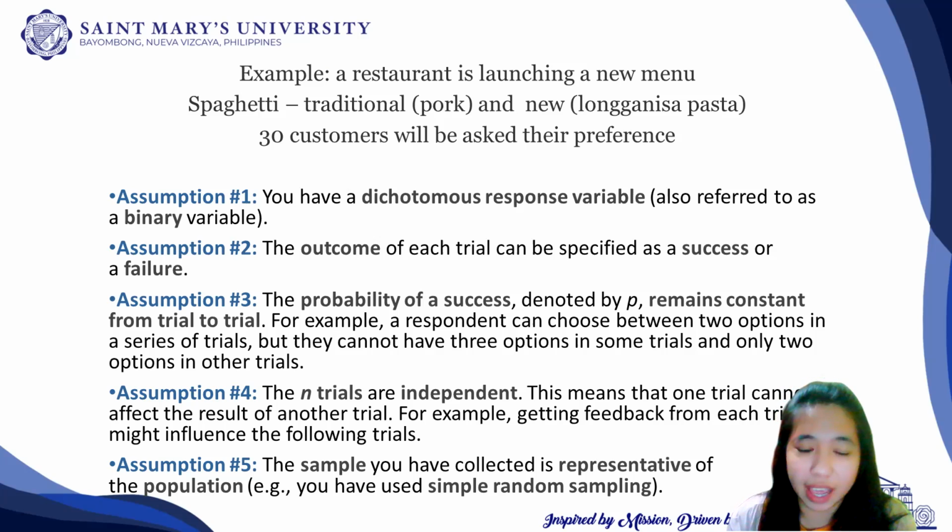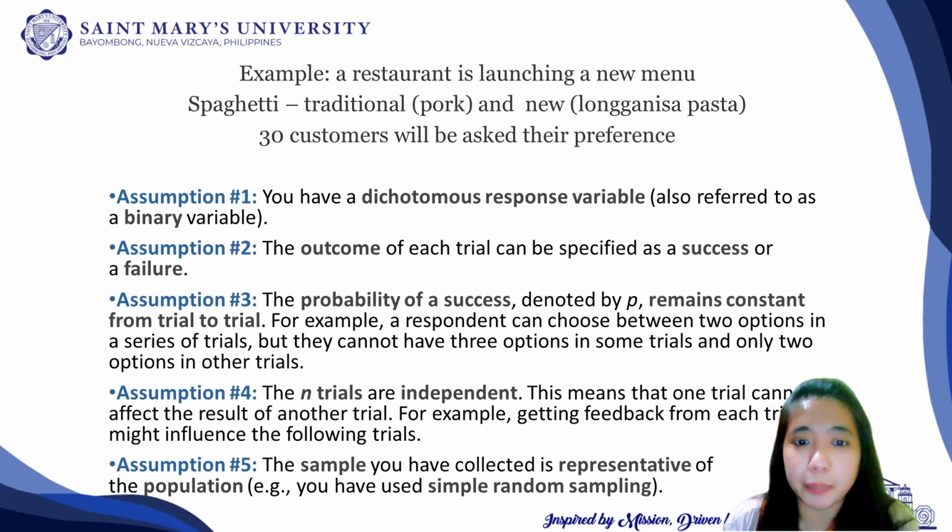So first, we have to check if we met the assumptions. In assumption number 1, we have to make sure that we have a dichotomous response variable, or binary variable. So we can use, for example, 1 corresponding to the new menu and 2 corresponding to the traditional. For assumption number 2, the outcome of each trial can be specified as a success or a failure. So we also need to classify what our success is here. Is the success, for example, the longanisa pasta because this is the new menu, or of course it can also be the traditional? Anyway, we can set that in SPSS.